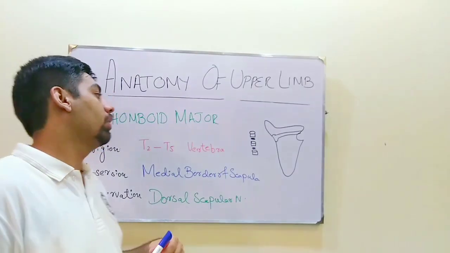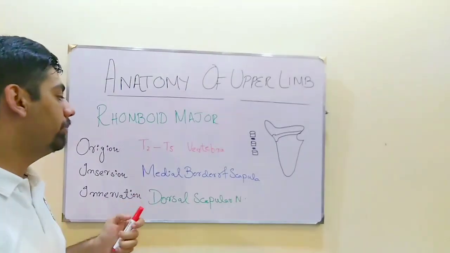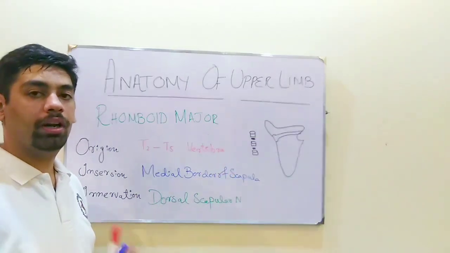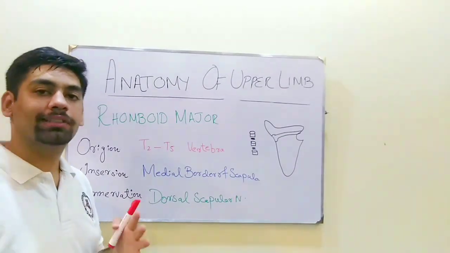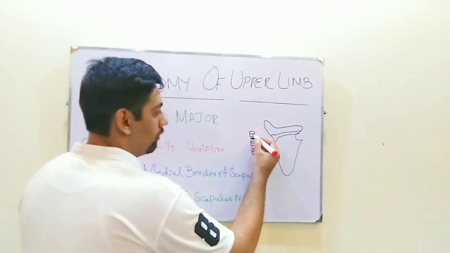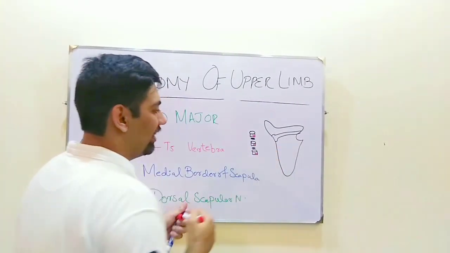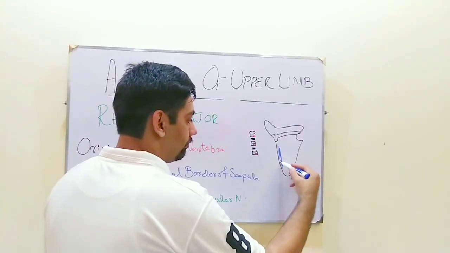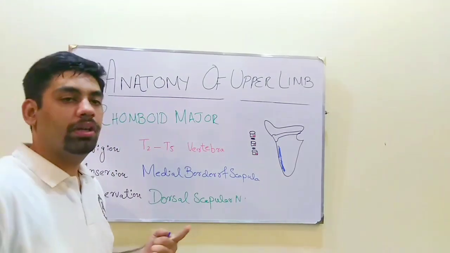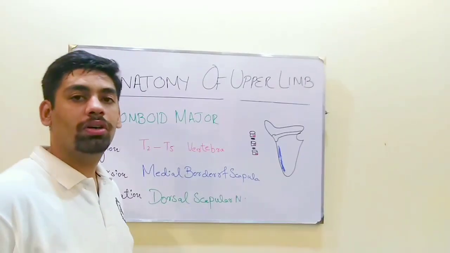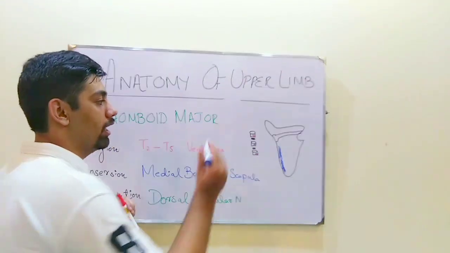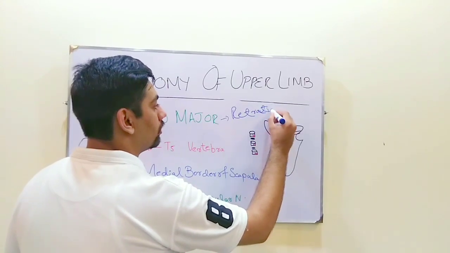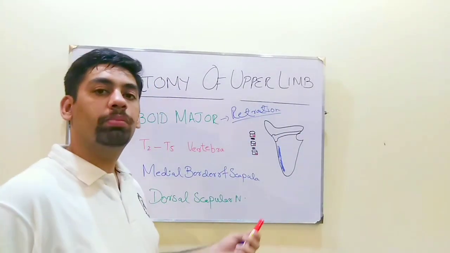The next muscle I will be talking about is the rhomboid major. The rhomboid major originates from the T2 to T5 vertebra and gets inserted on the medial border of the scapula. It is supplied by the dorsal scapular nerve. You can see here it originates from these vertebrae and gets inserted on the medial border of the scapula, which lies right here. Talking about the action of the rhomboid major, it also causes the retraction or the pulling back of the scapula. I will write here. It causes the retraction or the pulling back of the scapula.